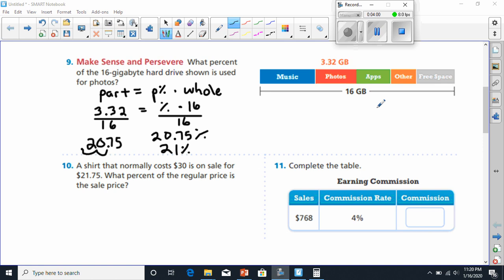Next, I have number 11. And number 11 says complete the table. So the sales is $768. The commission rate is 4%, and they want to know what the commission is going to be. To do this, I have to remember again, part equals the percent times the whole. I'll just put that over here.